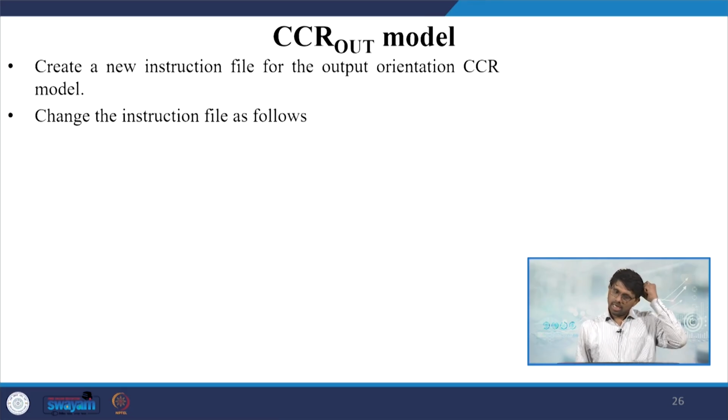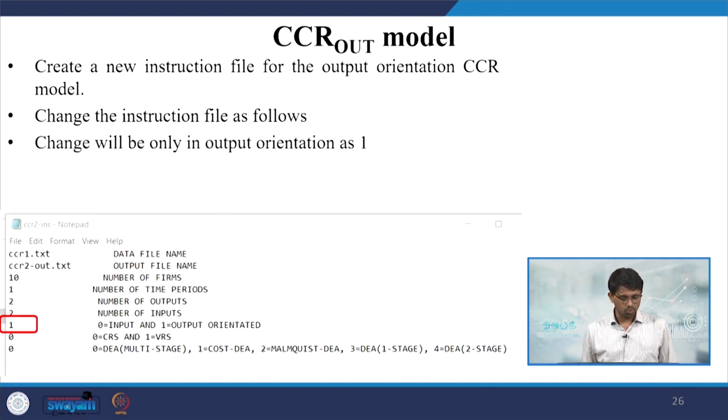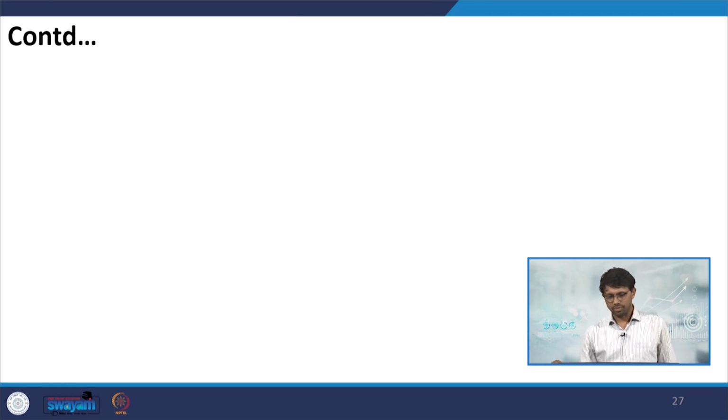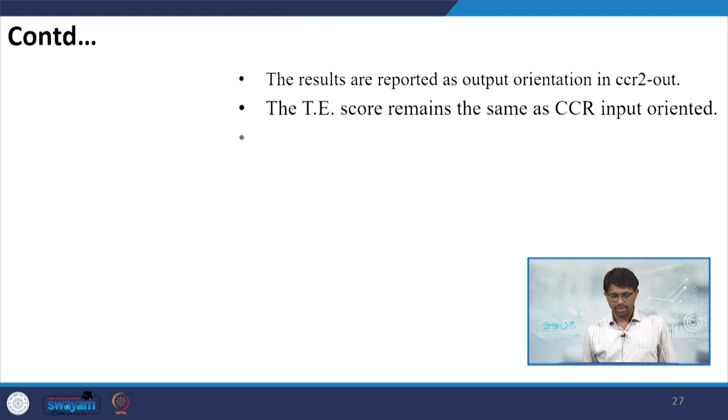So, for the CCR output model, we will create a new instruction file. Since we discussed input, similarly for output we have to define it, but now you just mark that since output orientation takes 1 as the value, we have changed it to 1. And this is CCR-based, so this has to be 0, then the rest follows. So, 0 is mentioned here, and it is not creating any problem. The rest we create in this instruction file as well, and we can run it and get the result accordingly.